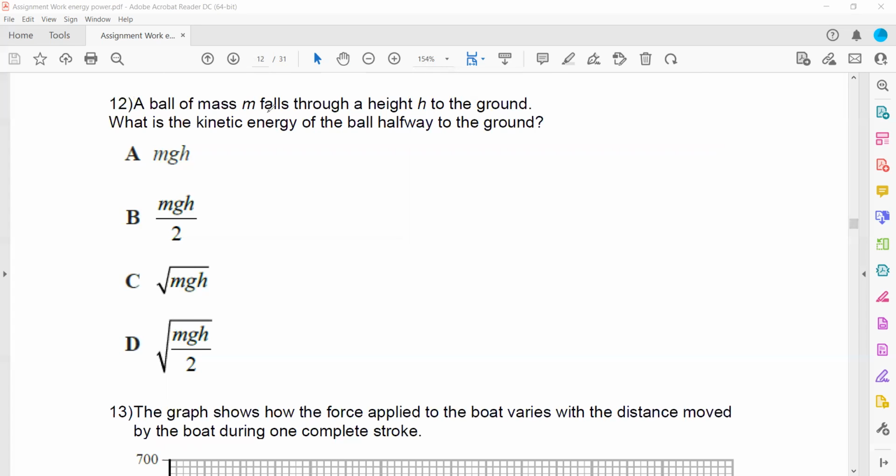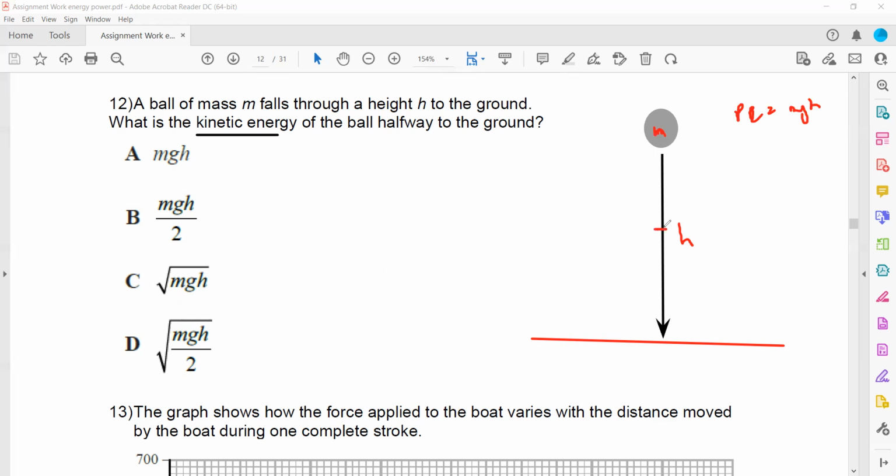A ball of mass m falls through a height h. What is the kinetic energy halfway? So how will we know how much the kinetic energy is? If an object is at a certain height and it is falling, the mass of the object is m, the gravity is g, and the height it falls is h. So the potential energy at this point will be equal to mgh.